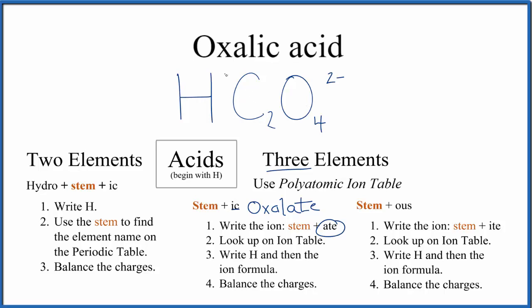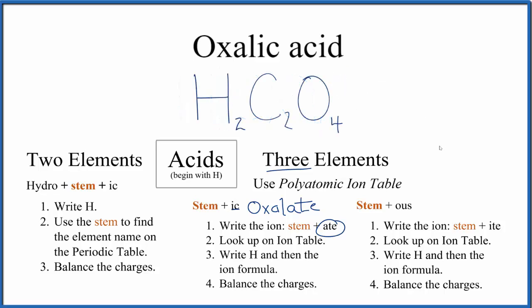Hydrogen on the periodic table, it has a 1+ ionic charge. So we're going to need two of these hydrogens here to give us a 2+, to balance out the 2-. So this is the formula for oxalic acid, H2C2O4.